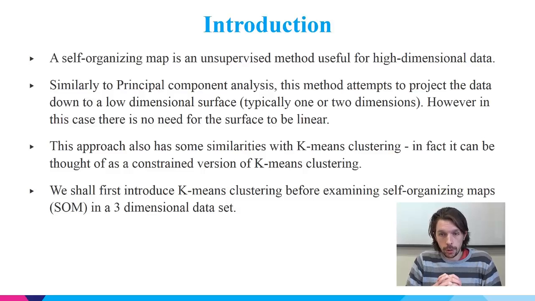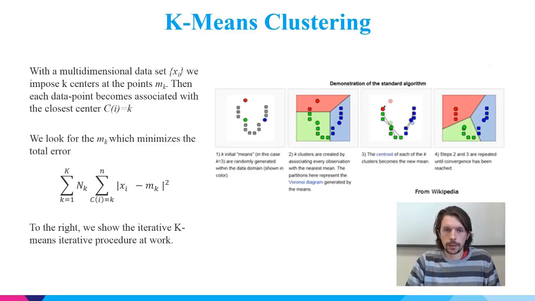Self-organizing maps has some strong similarities with what is called k-means clustering. In fact, it can be thought of as simply a constrained version of k-means clustering. So what I'm going to do is start off by describing the k-means method, and then from that I'm going to develop into the self-organizing map. And I'm going to show you this in a simple three-dimensional data set. So first, k-means clustering.